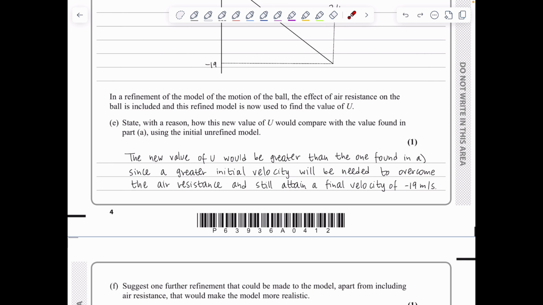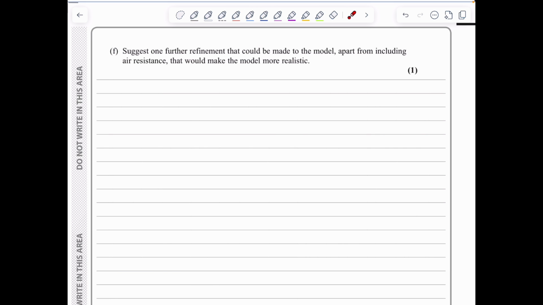In part F, we are asked to suggest one further refinement that could be made to the model apart from including air resistance that will make the model more realistic. So the first obvious thing to mention is that we could use a more accurate value for g, or alternatively we could say that we could take into account the dimensions of the ball, because modeling the ball as a particle simply means that we completely ignore its dimensions.